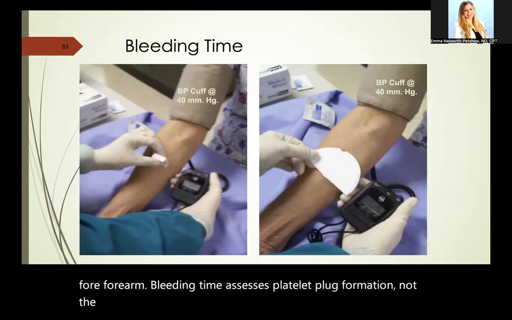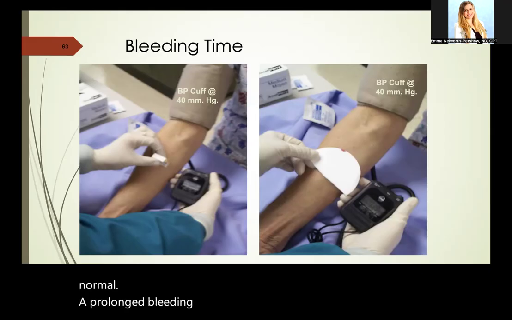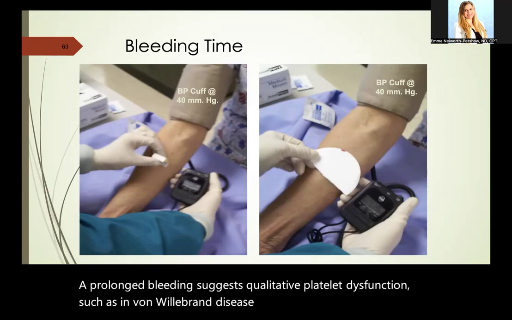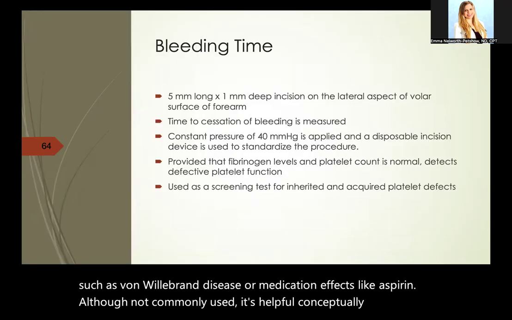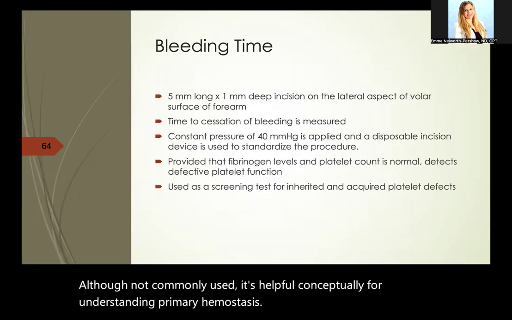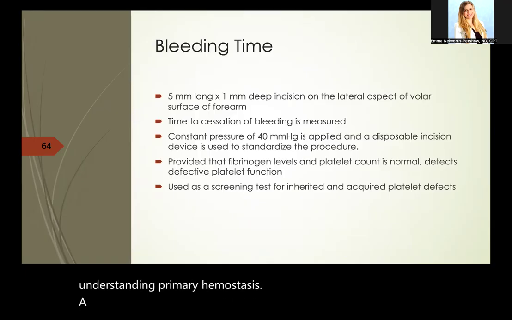If platelet count and fibrinogen levels are normal, a prolonged bleeding time suggests qualitative platelet dysfunction, such as in von Willebrand disease or medication effects like aspirin. Although not commonly used, it's helpful conceptually for understanding primary hemostasis. A small standardized incision is made in this test, and time to cessation of bleeding is recorded.